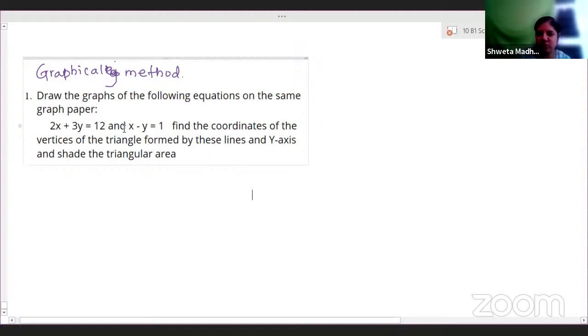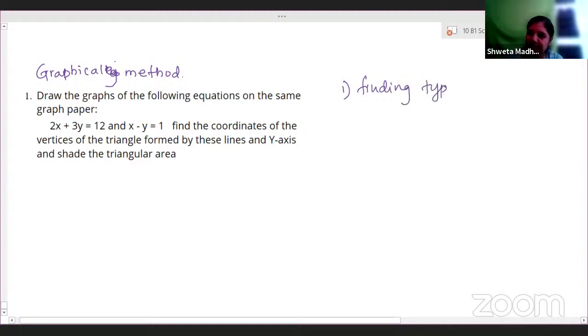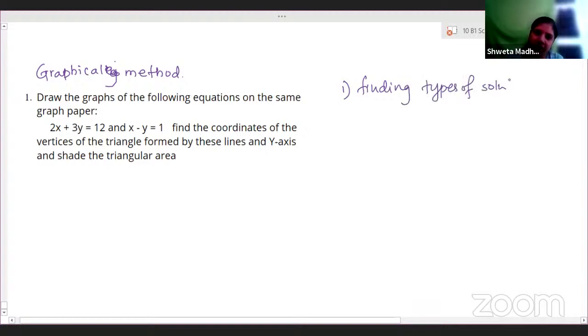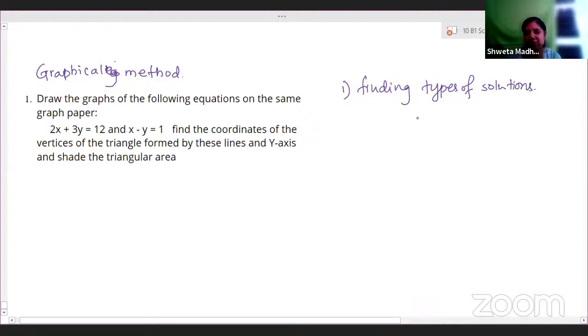2x plus 3y is equal to 12 and x minus y is equal to 1. These two equations' graphs we have to draw on the same Cartesian plane. And then the types of questions are: first, finding the type of solution. The type of graph means the type of solution. You have seen in linear equations there are 3 types of solutions: unique solution, infinitely many solutions, and no solution. Right?